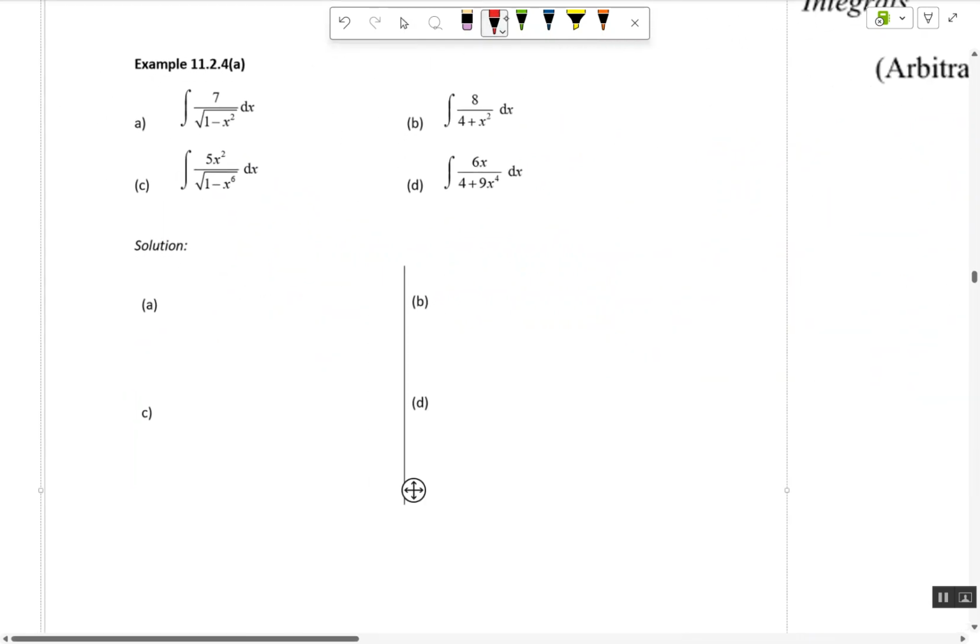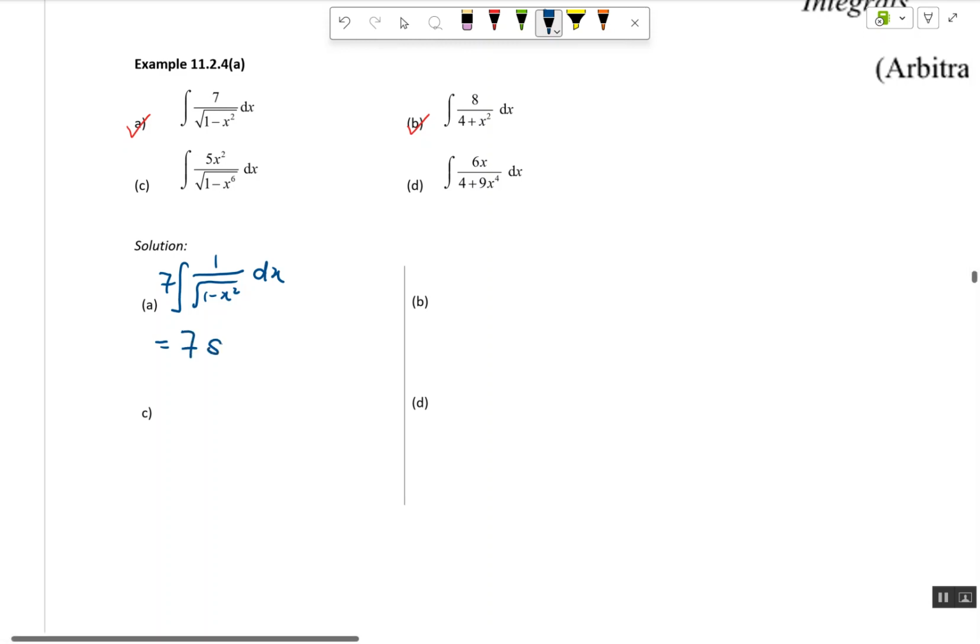So for A and B, it's quite straightforward in the sense that for A, you just take out the 7, then 1 over square root of 1 minus x square. You have to be able to see, the integral of 1 over square root of 1 minus x square. I differentiate, what do I get? That would be inverse sine. And what is the angle? The angle is just x, plus c.